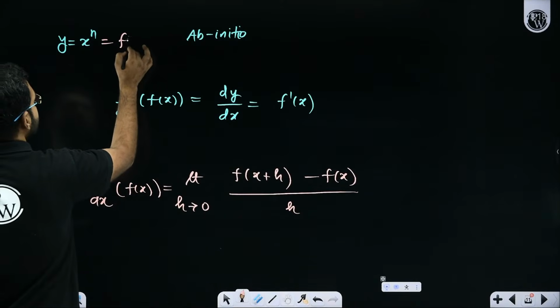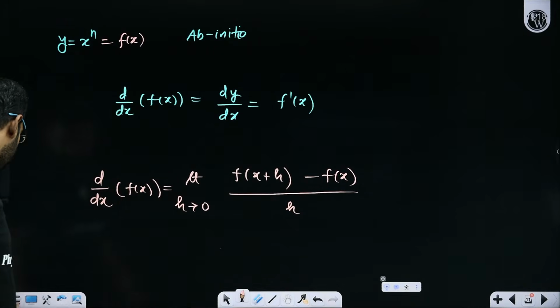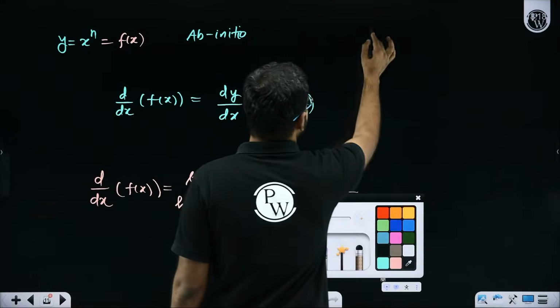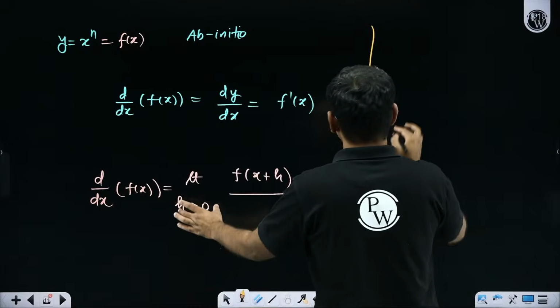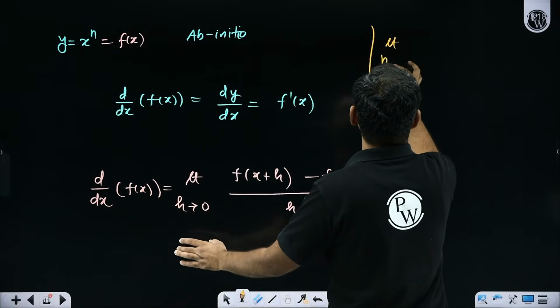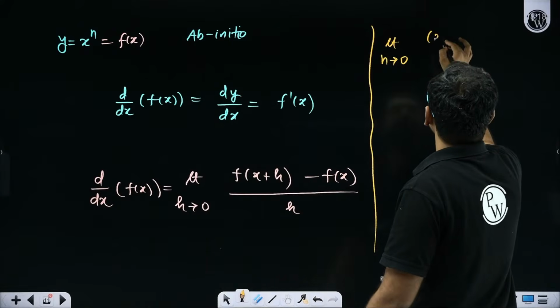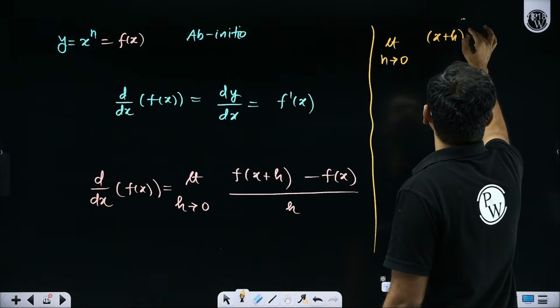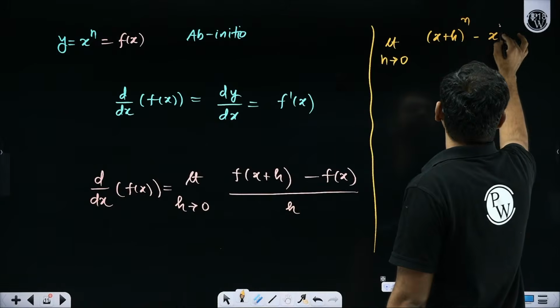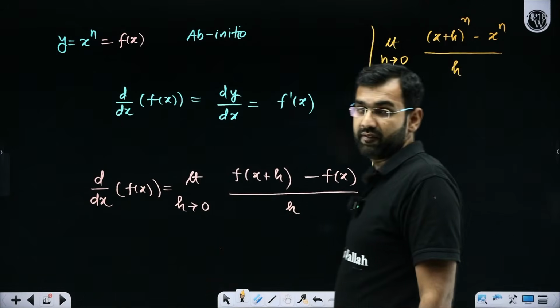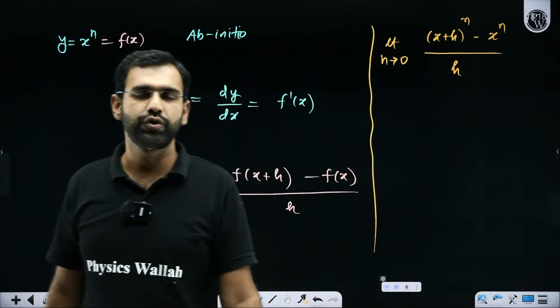But sir, how is your f of x defined? Sir, f of x is defined as x to the power n. So if f of x is x to the power n, what I'll be doing here is limit h approaches 0, f of x plus h. So f of x plus h will be x plus h raised to the power n, minus f of x, which is x to the power n, divided by h. Everybody comfortably getting it? Any confusions if you have, please ask.